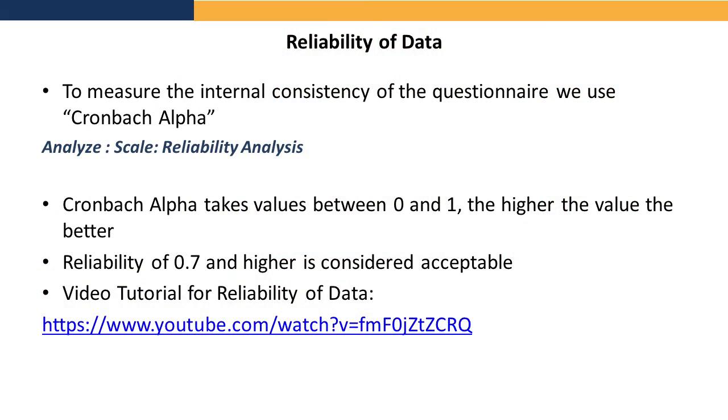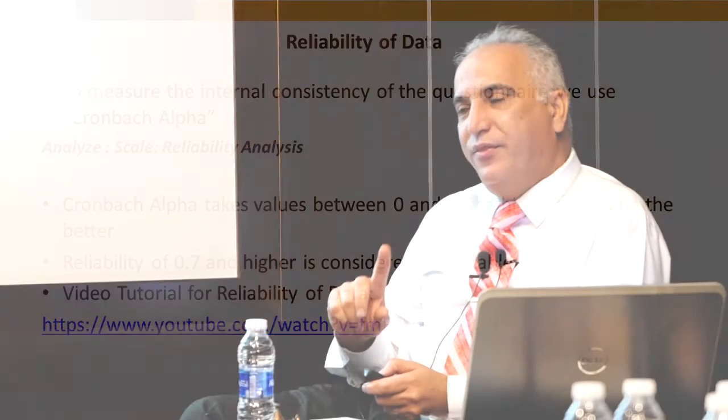Does this questionnaire really measure what it's supposed to measure? 0.6 is the minimum, 0.7 recommended, and above. This is called Cronbach's Alpha. Between 0 and 1, 0.7 and higher is considered acceptable.